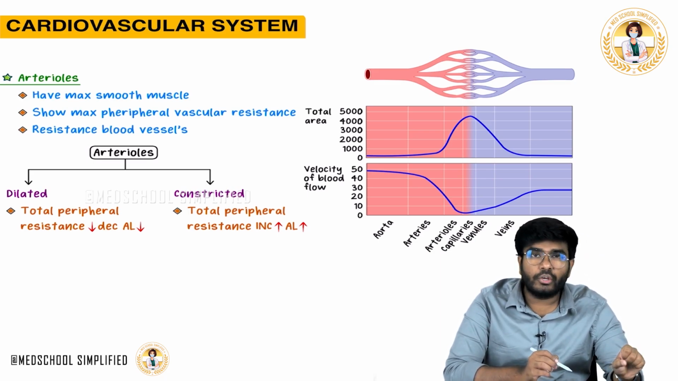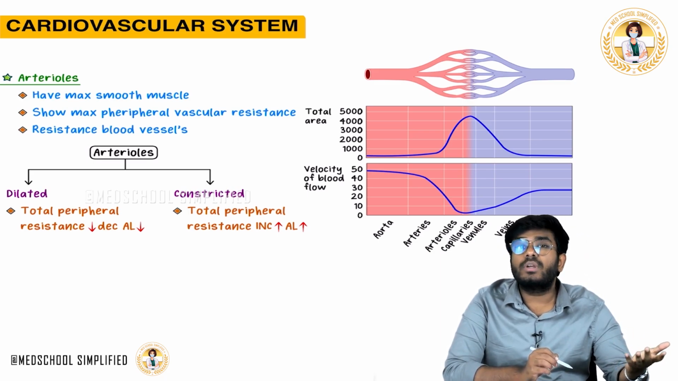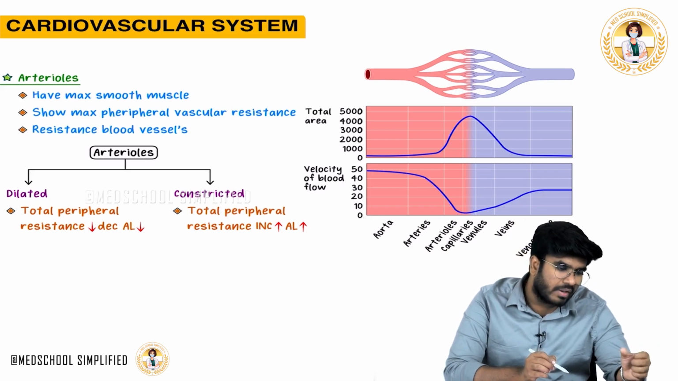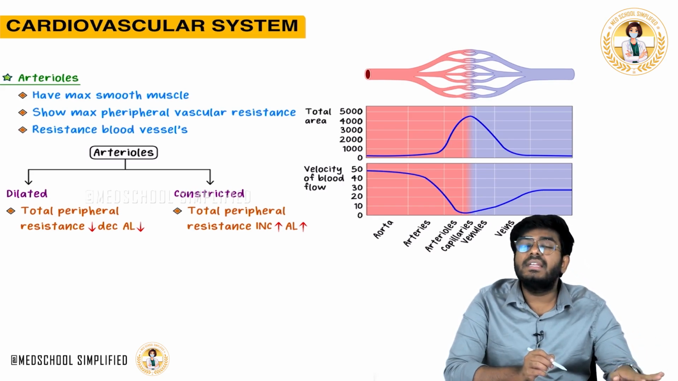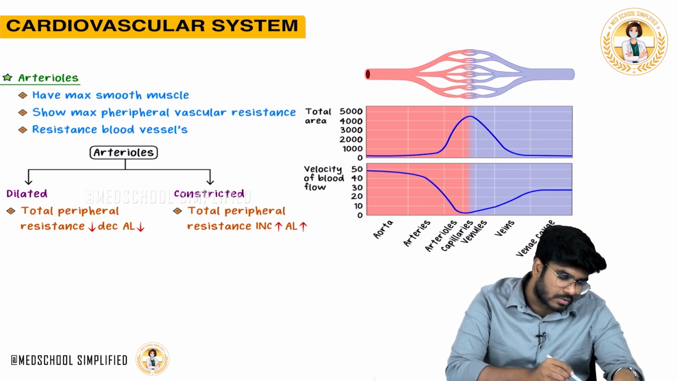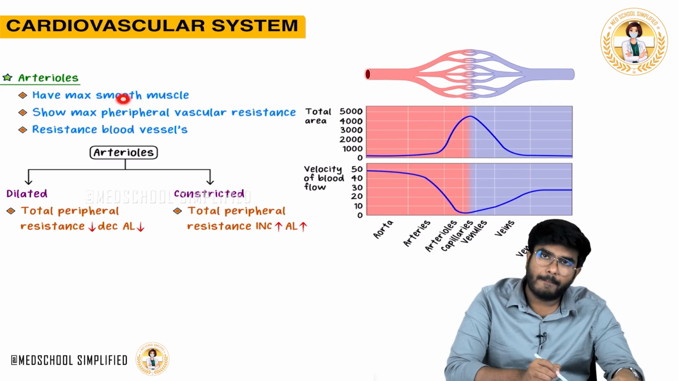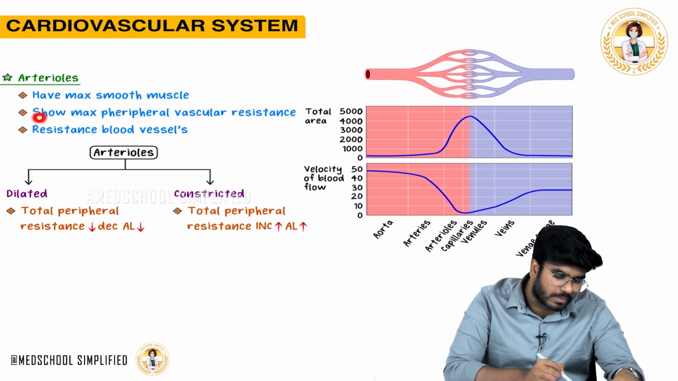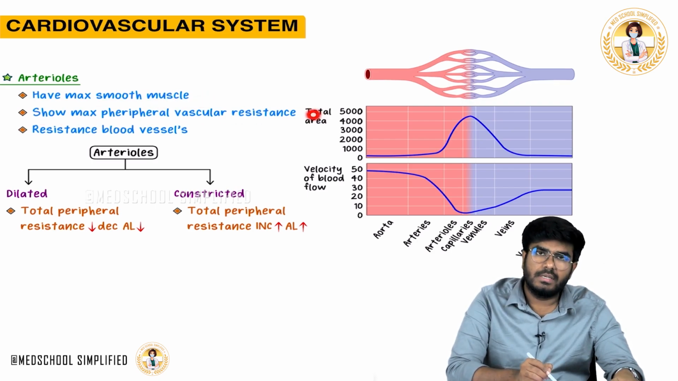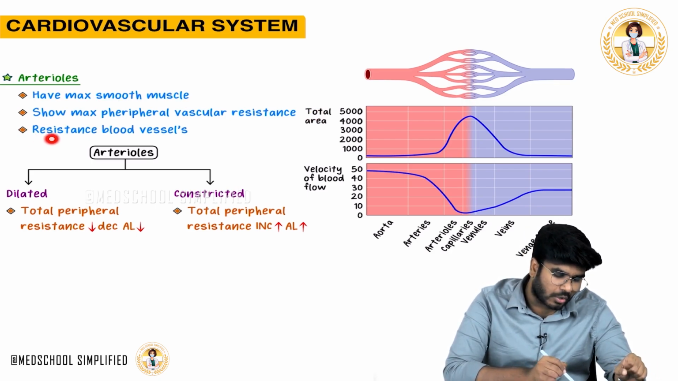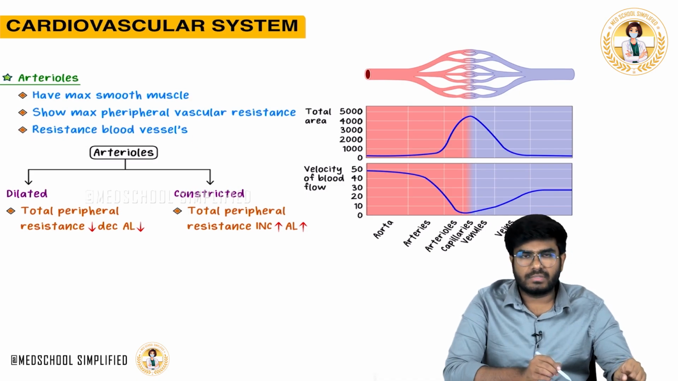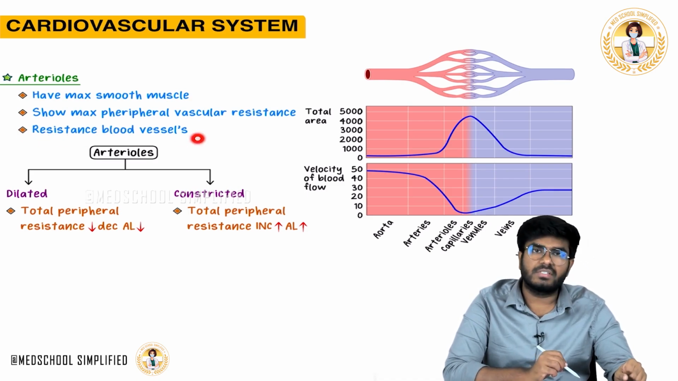Whenever there is arterioconstriction, it increases the total peripheral vascular resistance. Whenever there is arteriolodilation, that decreases the total peripheral vascular resistance. So what I am saying is, arterioles are the blood vessels which have the maximum smooth muscle, and so they show maximum peripheral vascular resistance. As they are maintaining the resistance of the blood vessels, these blood vessels are also called the resistance blood vessels.